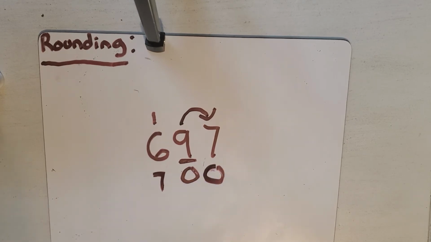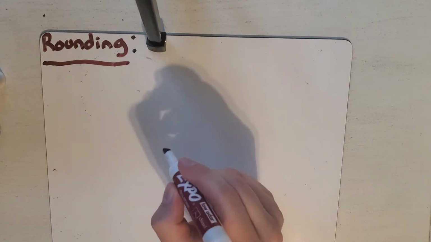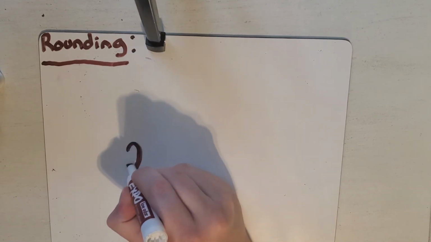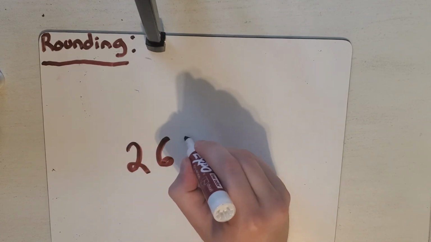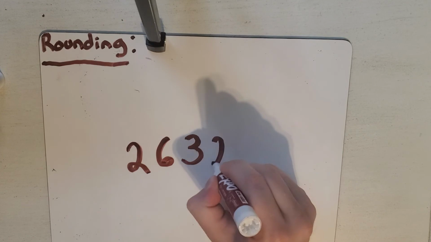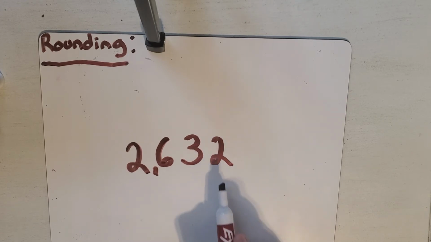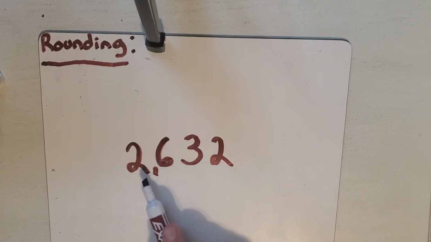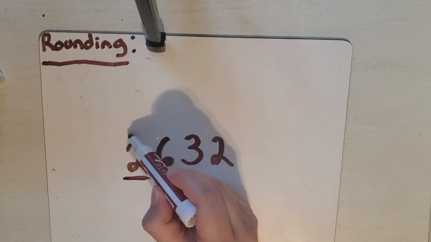Alright, let's look at one more. Let's say I got 2,632. I put my comma, and my question asked me to round to the nearest 1,000. So I look at my place values, I got ones, tens, hundreds, thousands. I underline the place value that I'm rounding to. I look at the number next door.